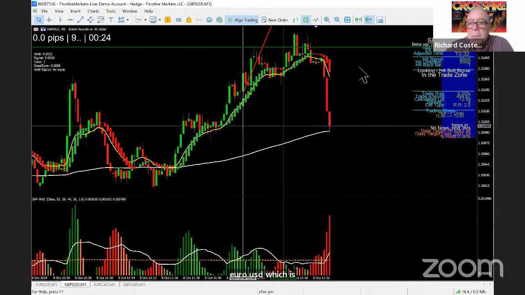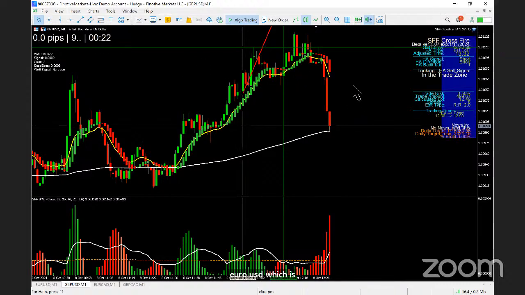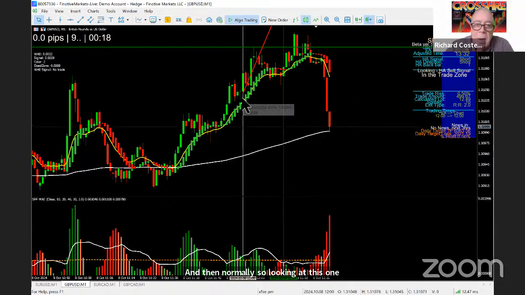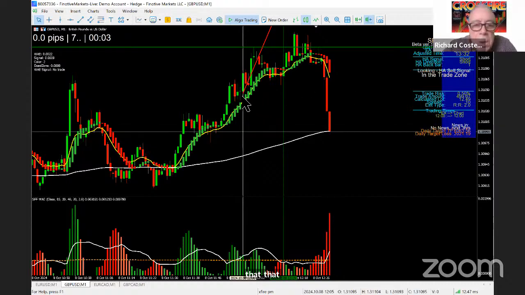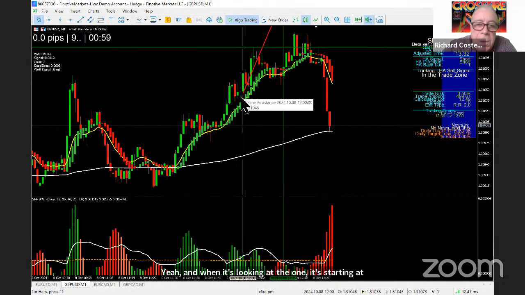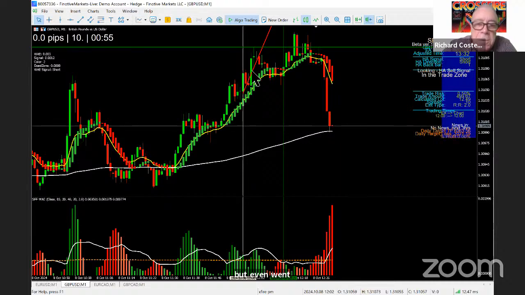So looking at this one. Is the red one correct though? Technically, I guess it's not, but it actually is, because that would be the nearest low. Mine looks the same as yours, but it's so hard to tell which candle it's looking at. Yeah, it's starting at the 1 o'clock, which is the problem. But even if it went to the nearest low, it would be roughly in that direction.